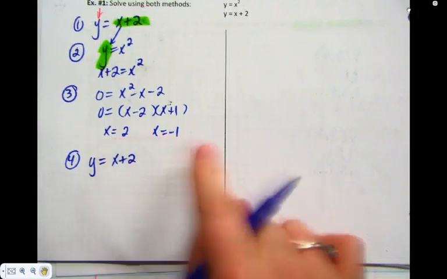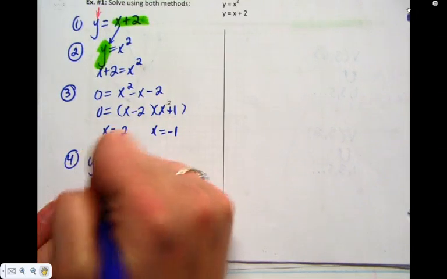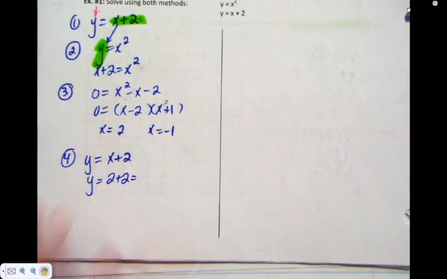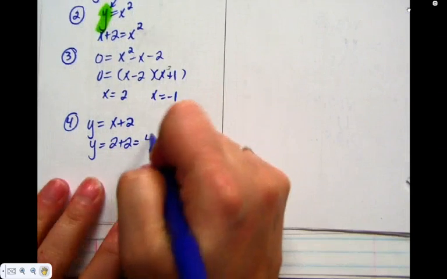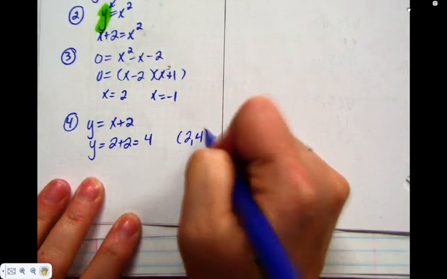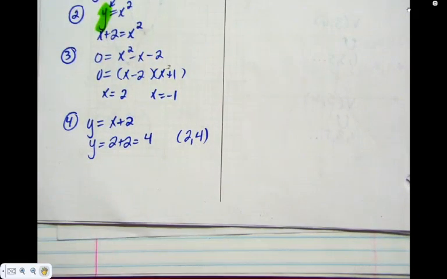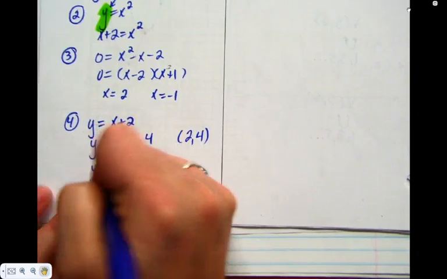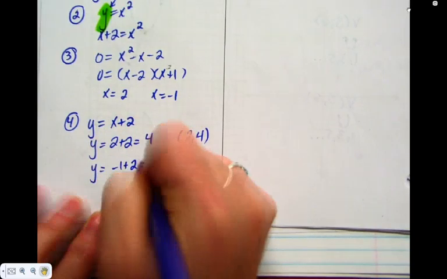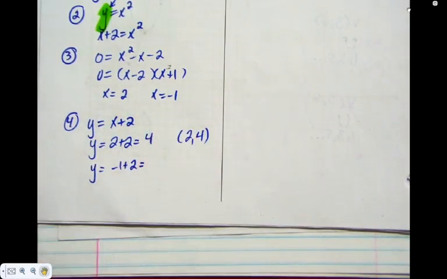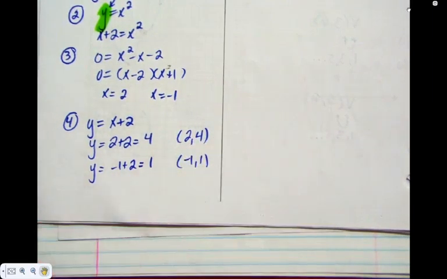Well, I'm going to do it with both x's, so I'm going to start with the 2. 2 plus 2 is? And so that gives me the first solution of 2, 4. Then I'm going to repeat that with the minus 1. Minus 1 plus 2. And so that gives me the solution, negative 1, 1. Well, which one is it? 2, 4 or negative 1, 1? It's both. So graphically, what we know is this crosses the parabola twice.